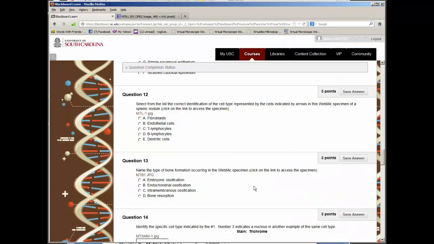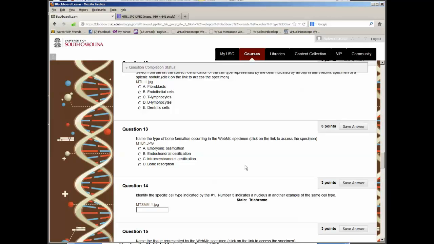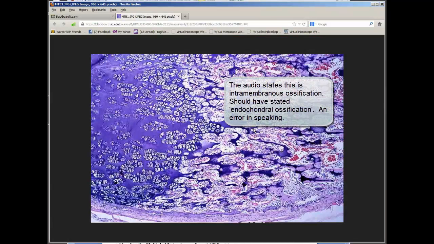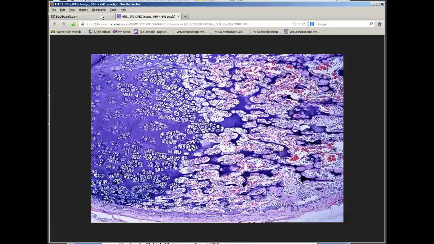So now going on to question 13, to name the type of bone formation occurring in the web-like specimen. Looking at that specimen, you saw this in another question in the test, asking about a specific area. But this is just asking about the whole thing. So what type of bone formation is this? Well, endochondral bone formation would have no cartilage involved in it. So you see cartilage, so immediately you have to think there are only two types of bone formation: endochondral ossification, or bone formation, and intramembranous. So it is intramembranous.